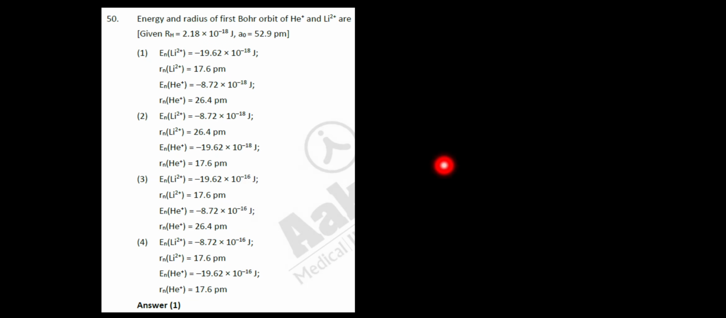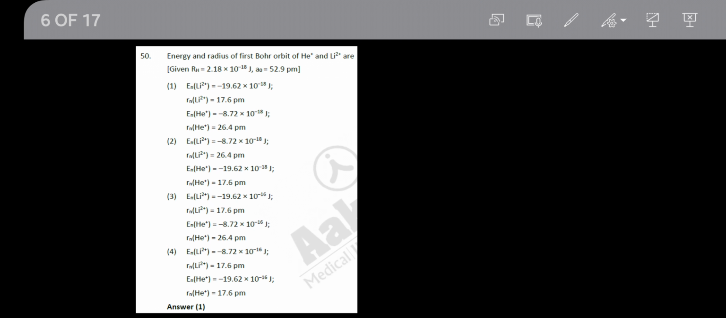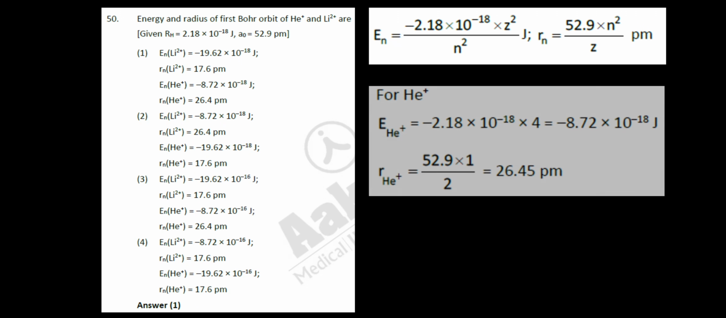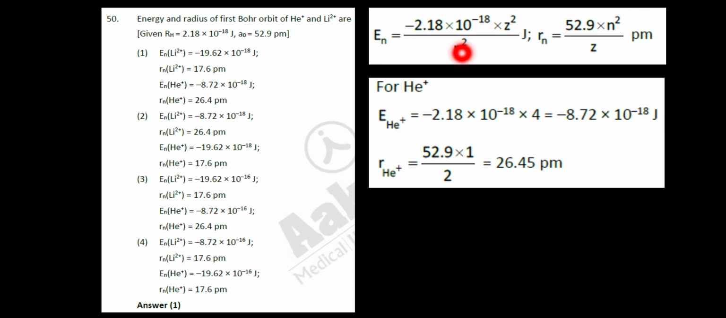Okay, this is again a calculation. Directly you have to use these formulas. For energy, this is the formula that you have to use: minus 2.18 into 10 raised to minus 18 into Z square by N square, and the unit is joule. This is the formula for radius.